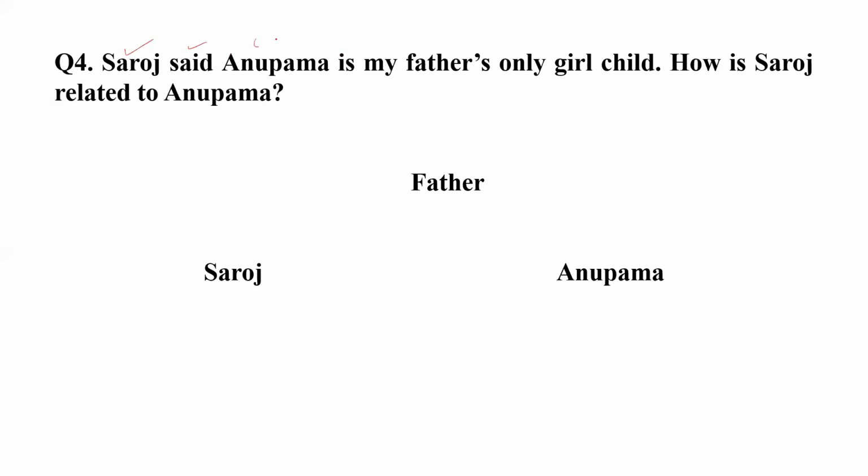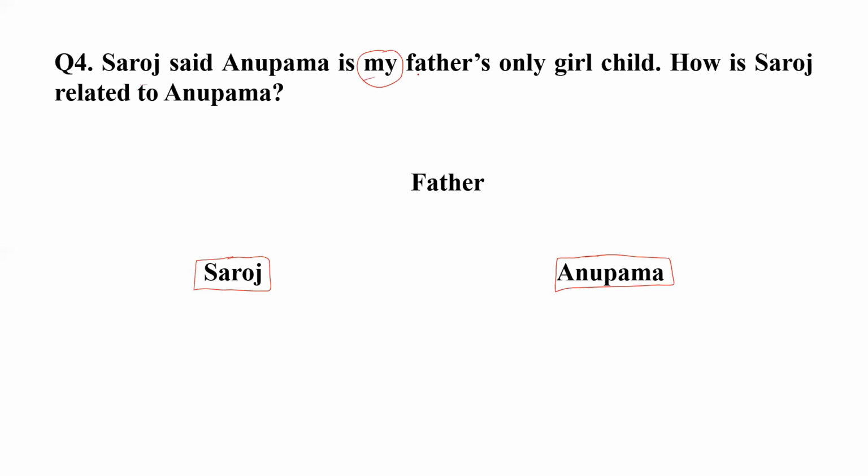Saroj said regarding Anupama. So Saroj is the saying party. That's why we have to write his name on the left hand side. And he is talking about Anupama. That's why we have to write the name of Anupama on the right hand side. He's saying that Anupama is my father's. He's talking about his father. So Saroj is talking about his father.